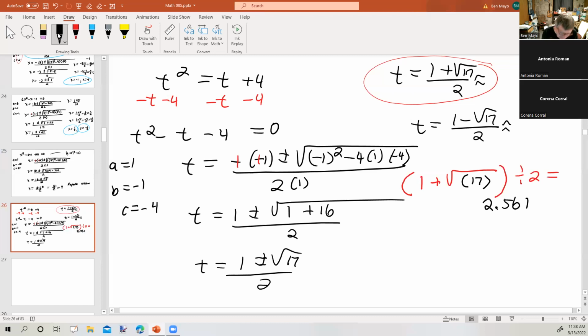2.561, etc. It said to round to the nearest hundredth, which would be there. The 1 would round down, so 2.56. That would be the first solution.